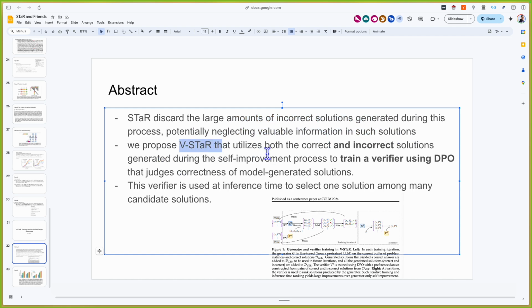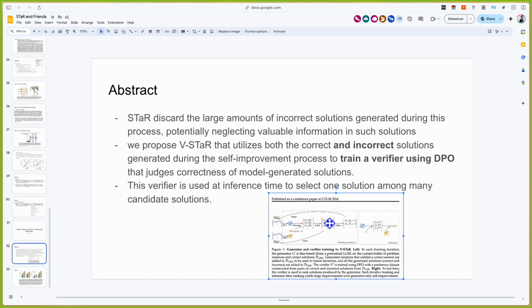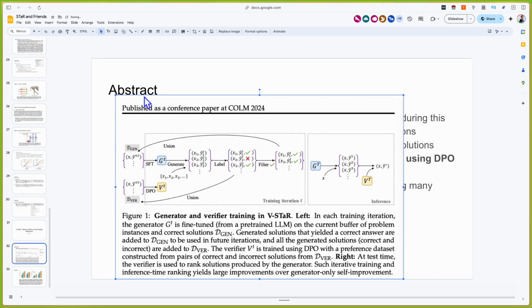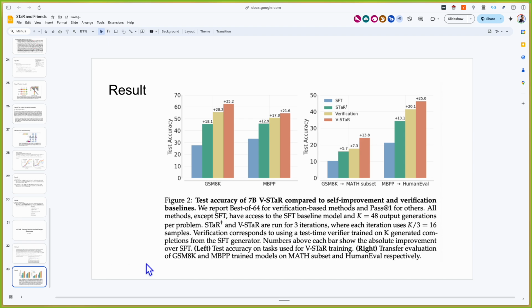V-STAR utilizes both correct and incorrect solutions generated during the self-improvement process to train a verifier using DPO that judges correctness of model-generated solutions. You could even call this an LLM as a judge. The verifier is used at inference time to select one solution among many candidate solutions. The diagram is bad, so I made it small. Okay, but the improvement is so much more worthwhile than Q-STAR that I think we should just look at V-STAR instead.